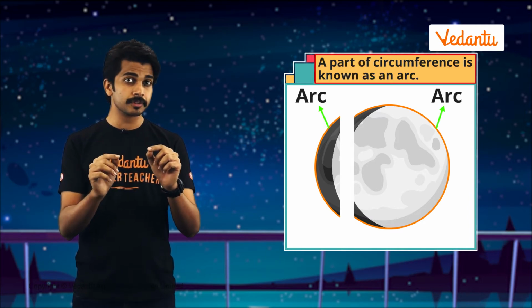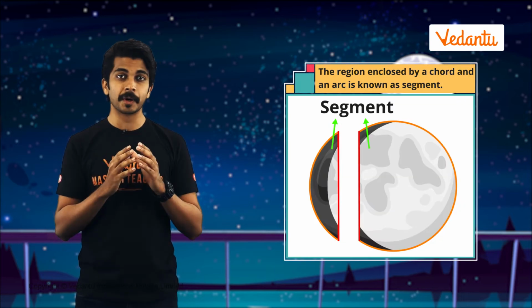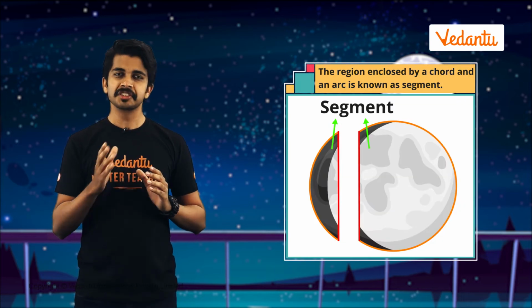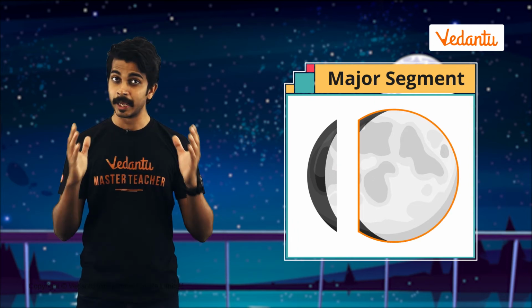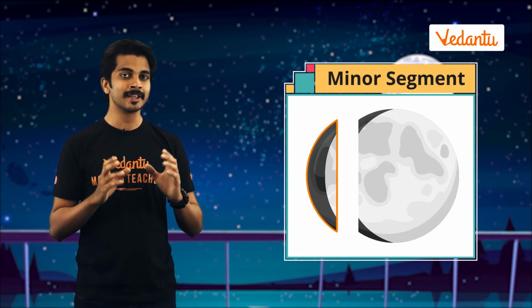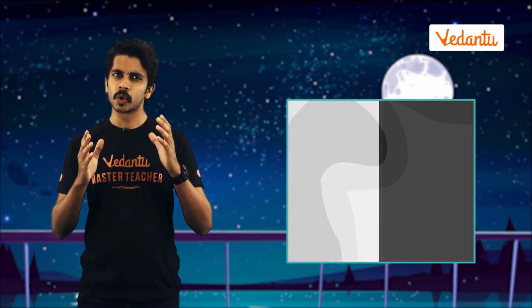Each part of the circumference is called an arc, and the region enclosed by a chord and an arc is known as a segment. The bigger area part is called the major segment, while the smaller one is called the minor segment. Let us see how the moon will look in a few days.